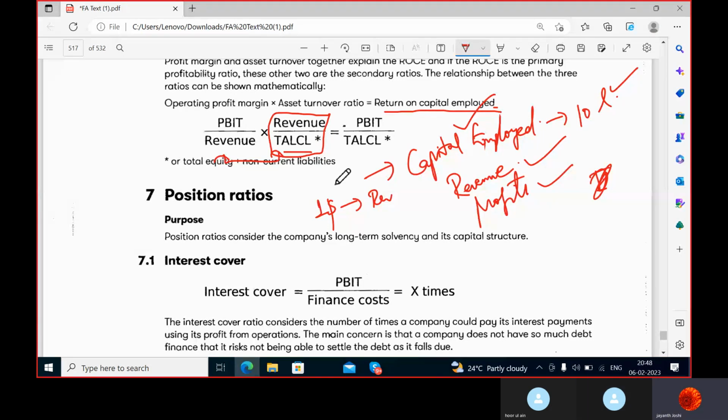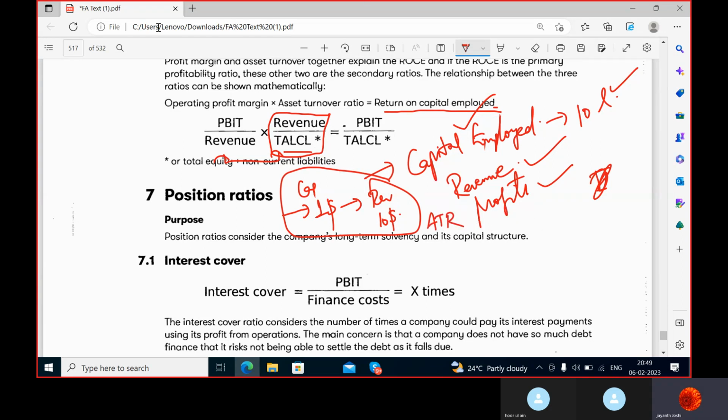Yes, sir. For $1 of capital which I am employing in the business, how much revenue am I generating? We calculated it as $10, correct? So which ratio am I taking here? Asset turnover ratio. This is nothing but asset turnover.